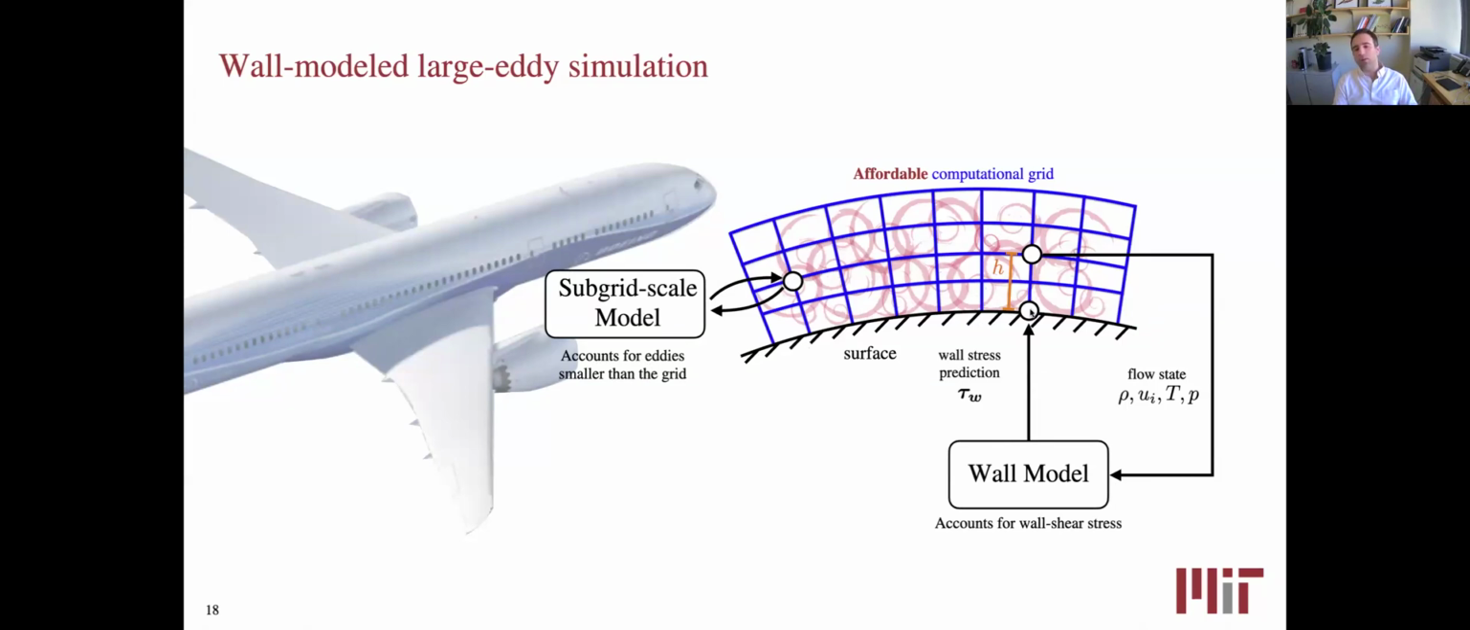And a wall model, the way it works, it will gather some information from a few grid points far away from the wall. It will get the flow state, its density, velocity, temperature, pressure, and with that, it will make an estimation of what the forces at the wall are. This is in particular the wall shear stress. So now if I want to run a simulation using this grid and I want it to be accurate, I need to have these 2 models.